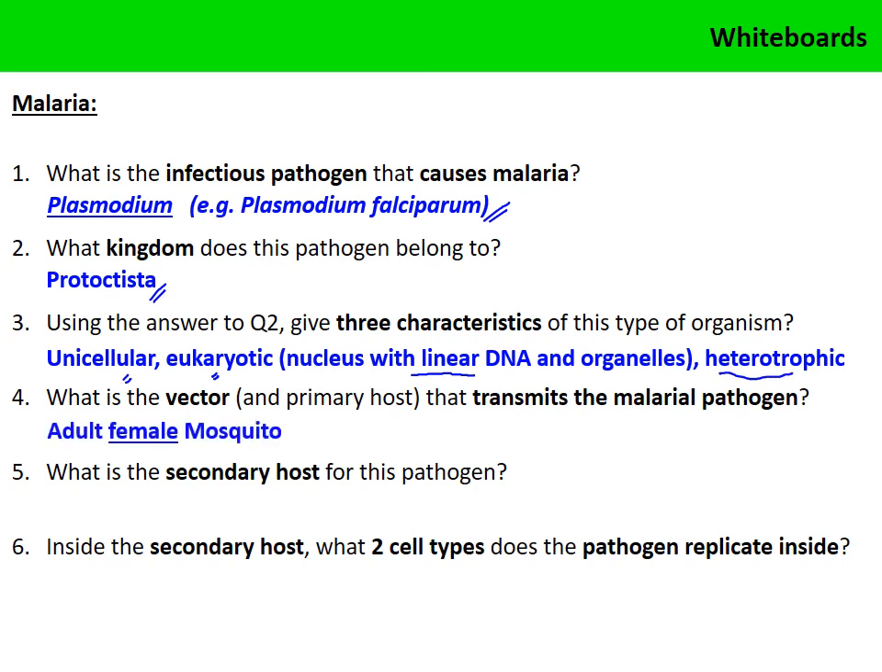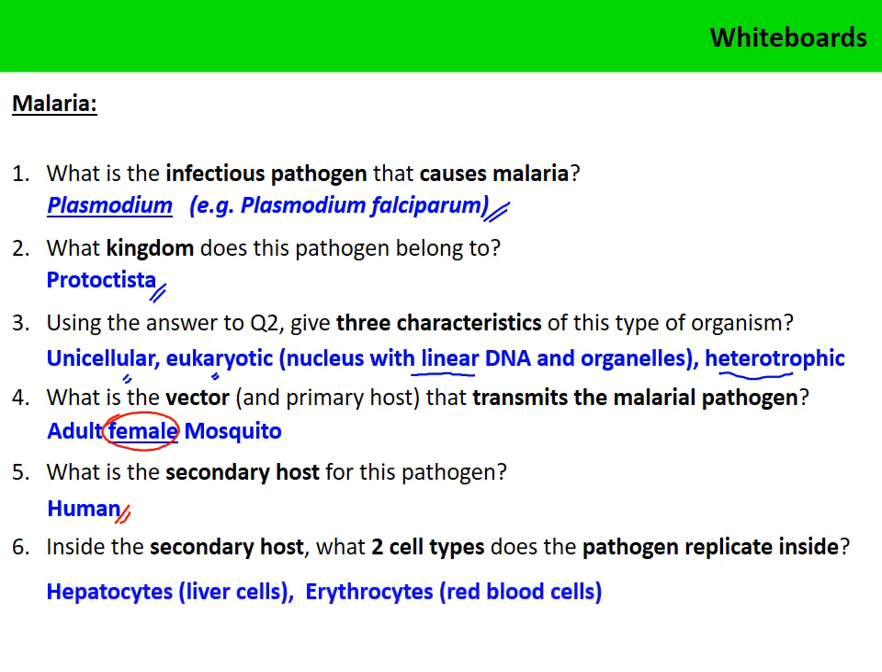Now, what is the vector and the primary host that transmits the malarial pathogen? It's the adult female mosquito. So the adult female mosquito is the vector, not the male. Now, the secondary host is obviously the human. Inside the secondary host, what two cell types does the pathogen replicate inside? Well, we know initially it's liver cells, so these release merozoites, and the merozoites then go off and infect red blood cells, otherwise known as erythrocytes.